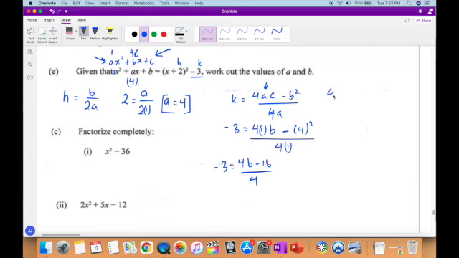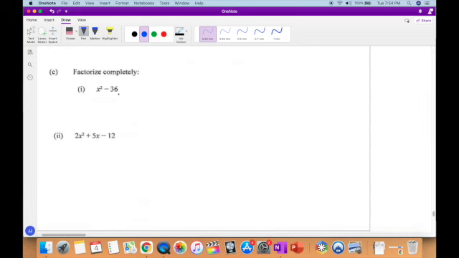So therefore 4B minus 16 is equal to negative 12. 4B is equal to 16 minus 12. Which is 4b is equal to 4, therefore b is equal to 1, right? So we can see here that the a that they are talking about is 4, and the b that they are talking about is 1.